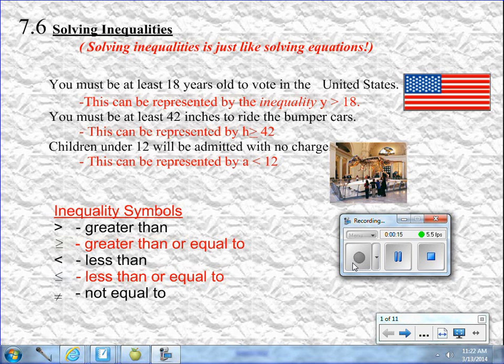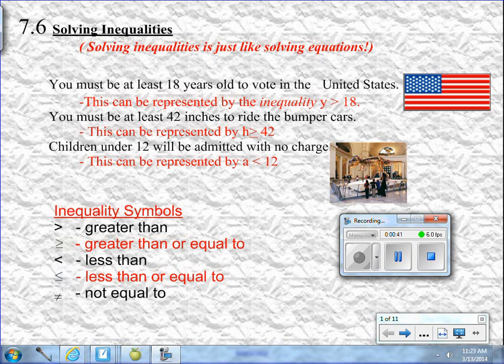You must be at least 18 years old to vote in the United States. This can be represented by the inequality y, could be years, it's got to be greater than or equal to 18. You must be at least 42 inches to ride the bumper cars. This must be represented by h, which is your height, has got to be greater than or equal to 42.